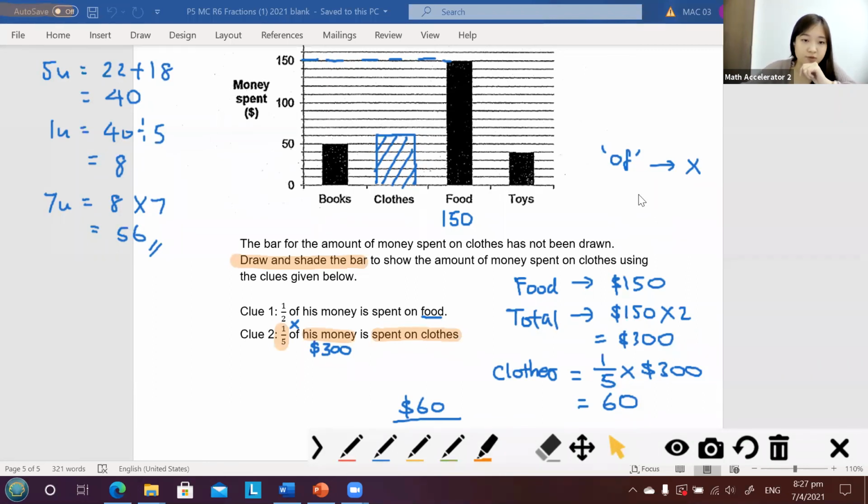I know some of you went to change to the same denominator, right? Yeah, you can do that also because both of it is of his money, it's the same base, you can do that. Okay, Junhao? Okay, then Wesley, you take 150 minus the books and toys, correct? Yeah, okay, so you can do that also. So there are many ways you can do this. So if you have your own method, you get $60, that's fine also.